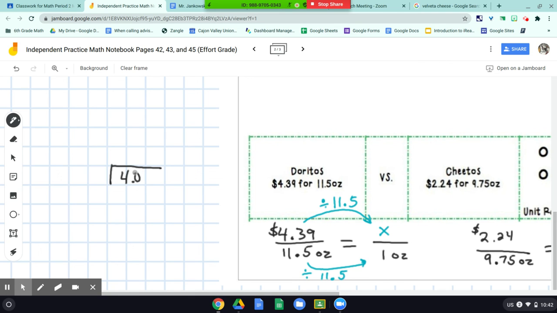So the dividend, $4.39. Let me fix that. $4.39 divided by 11 and 5/10. Now, who can tell me how we go and solve a division problem where we have a decimal in both the dividend and the divisor? Do you guys remember how to do that? Ashley is raising her hand. Ashley, go ahead.